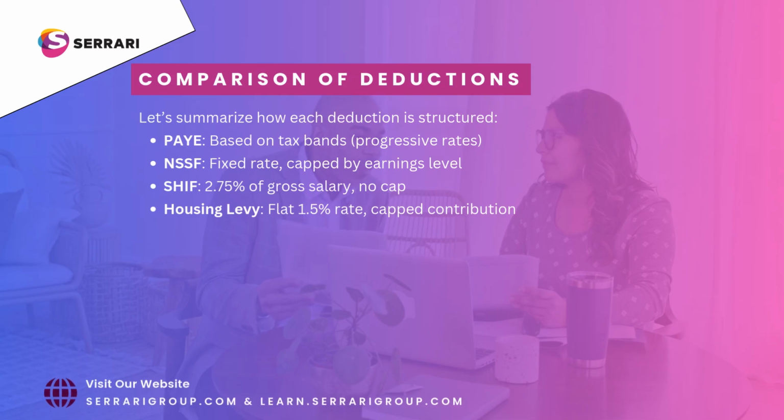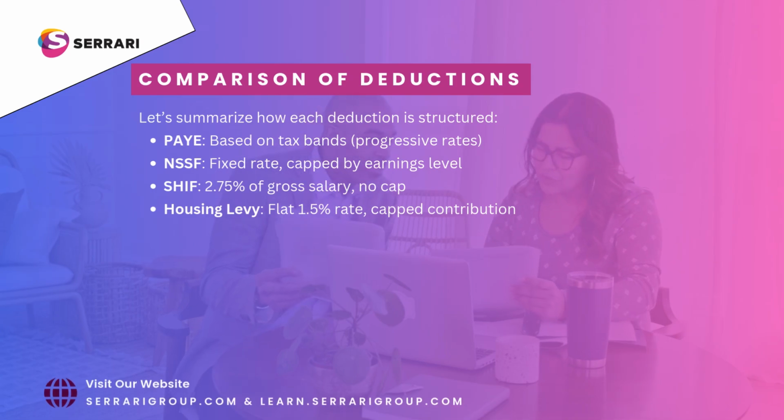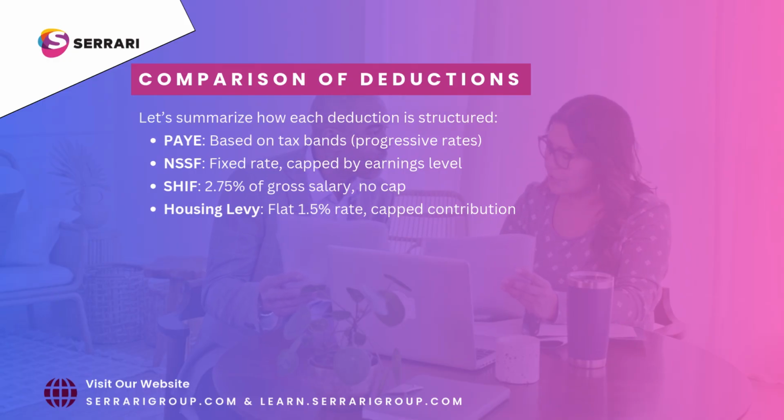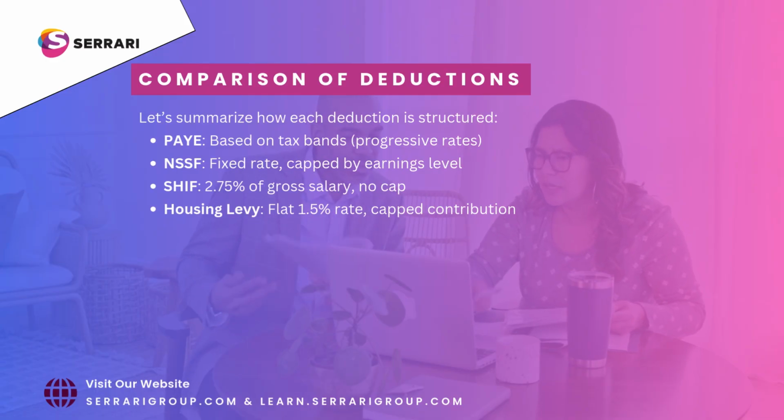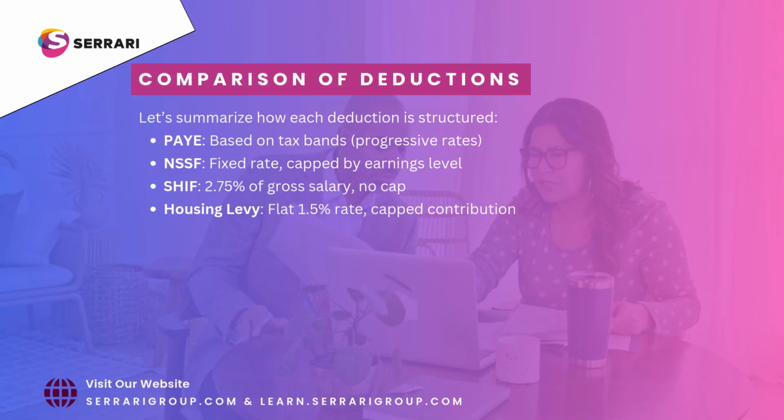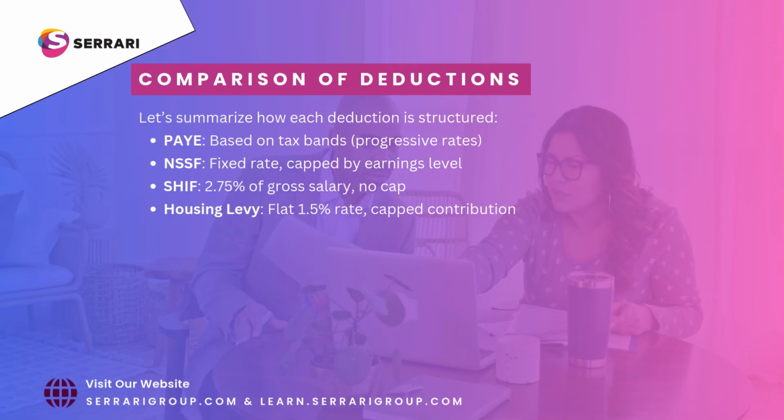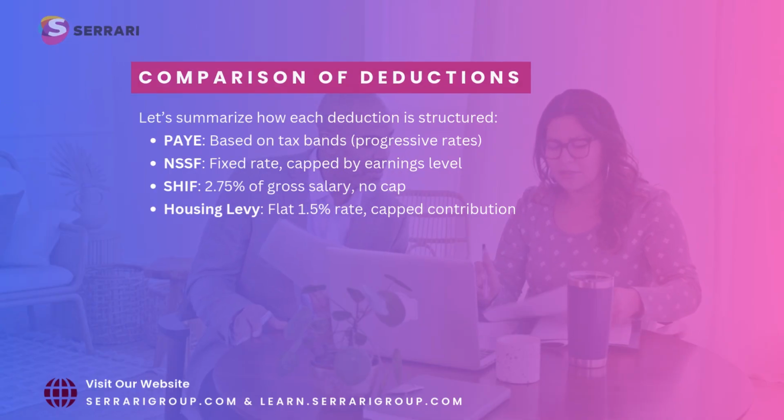Comparison of deductions. Let's summarize how each deduction is structured. PAYE, based on tax bands, progressive rates. NSSF, fixed rate, capped by earnings level. SHIF, 2.75% of gross salary, no cap. Housing levy, flat 1.5% rate, capped contribution.